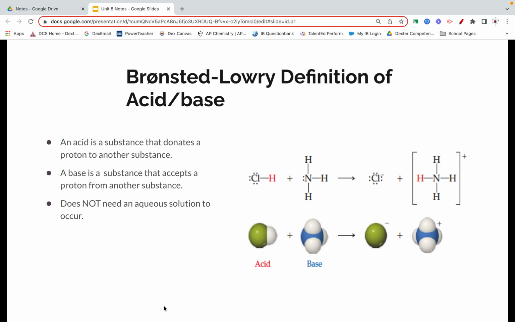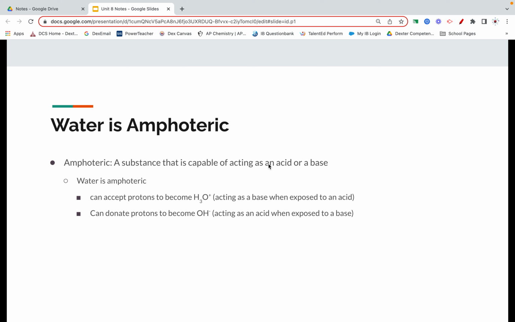They do not need to be aqueous, but most of the time we're talking about aqueous acids and bases. Most of the time we're going to be talking about the hydrogen ion attaching itself to water, so we're going to talk about it as hydronium. Water is amphoteric, so it acts as both an acid and a base. It can either accept or it can donate.